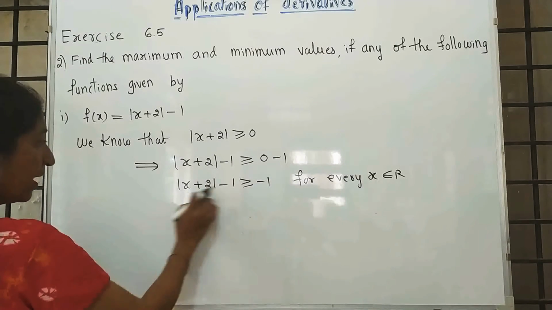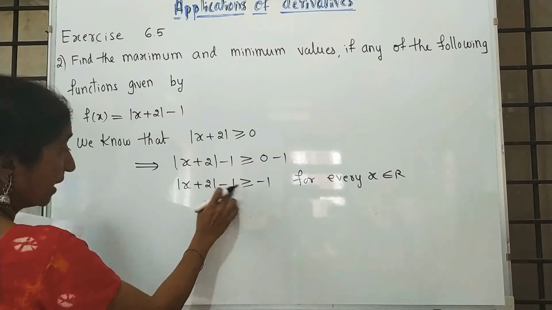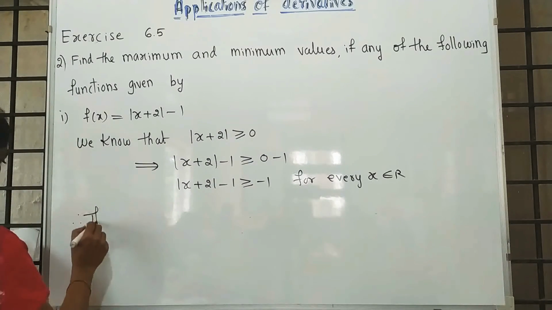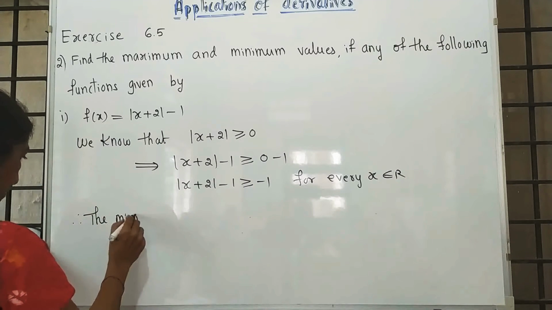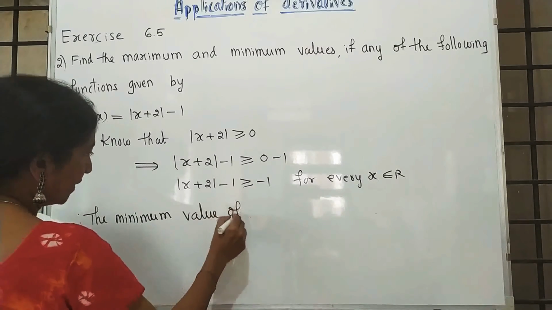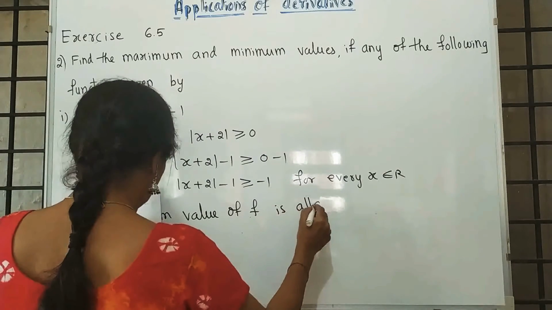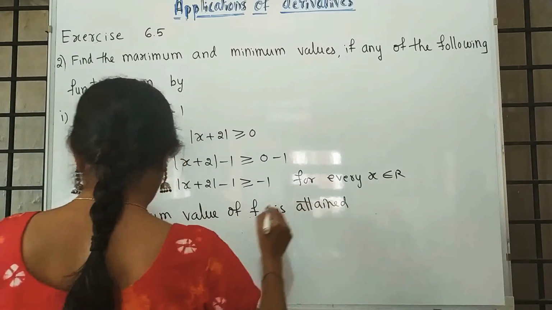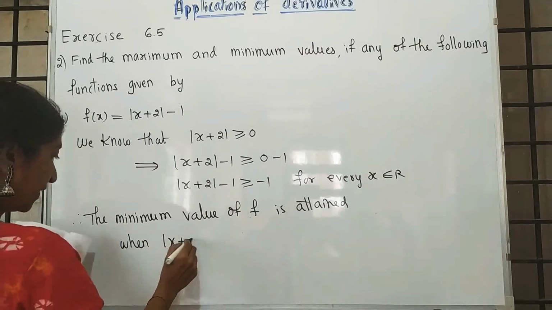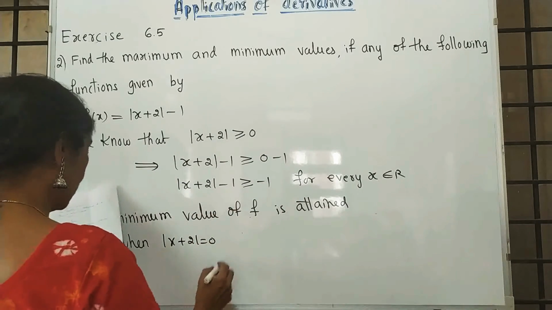Therefore, when you observe this, it is greater than or equal to 0, and it is minus 1. You are getting negative, or what? Negative means what? Therefore, the minimum value of f is attained when modulus of x plus 2 is 0. If you write this as a 0, you will get minus 1. Minus 1 is the minimum value.